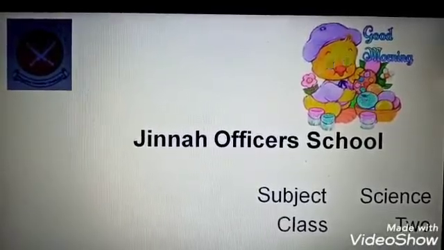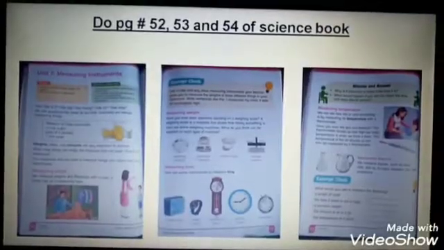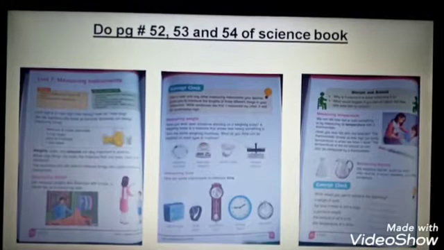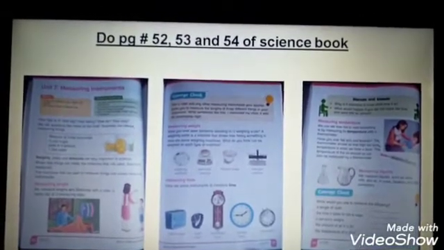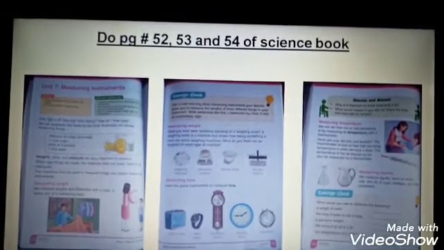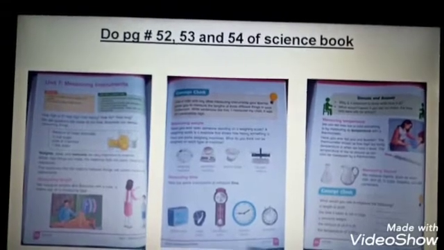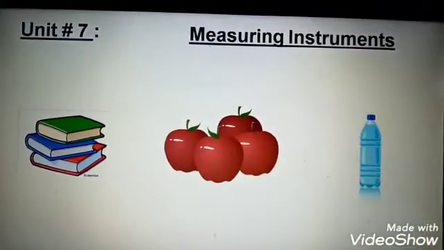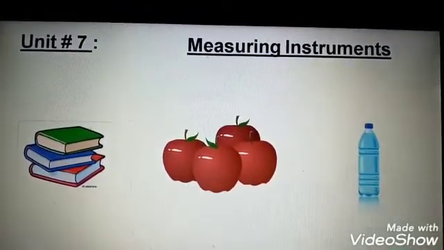I'm your science teacher Miss Gul, and today we will do page number 52, 53 and 54 of the science book. These are the 3 pages of your science book. Let's take out page number 52. Hurry up and write the date and day on all the 3 pages. Today we will start a new unit, number 7, measuring instruments.